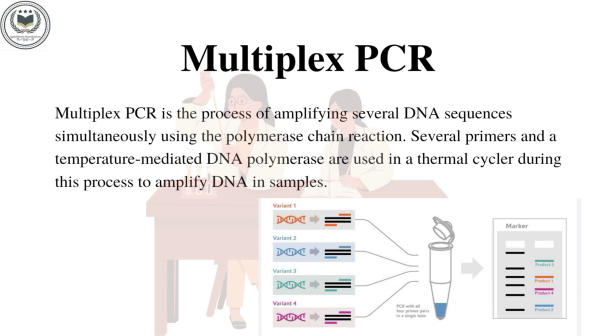Multiplex PCR. It is the process of amplifying several DNA sequences simultaneously using the polymerase chain reaction. Several primers and a temperature-mediated DNA polymerase are used in thermal cycler during this process to amplify DNA in samples.